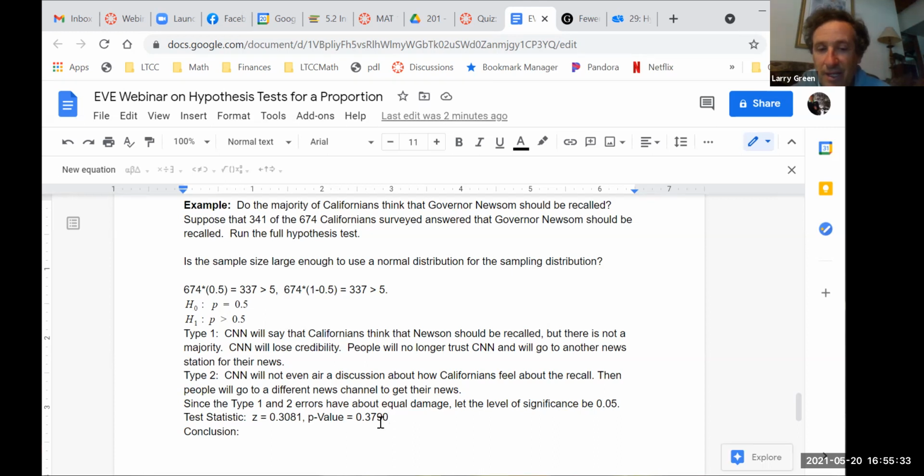I don't see you all jumping in. It's the same thing we did on Tuesday. Okay, what's important is that 0.3790 is greater than 0.05. And when the p-value is greater than the level of significance, we fail to reject the null hypothesis. Any questions on that? Okay, so this is the same as what we did on Tuesday.